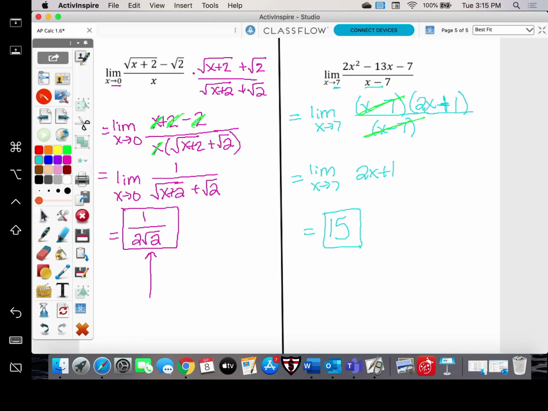So, big things today. You get to do quite a bit of algebra, and then your limit notation has to be written every single time until you actually do the direct substitution. So make sure you are writing that notation all the time.